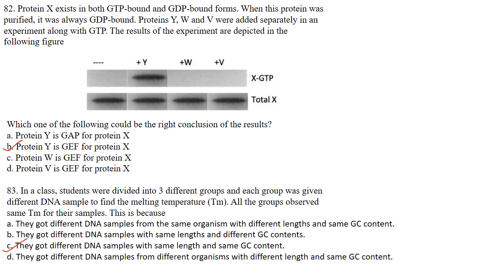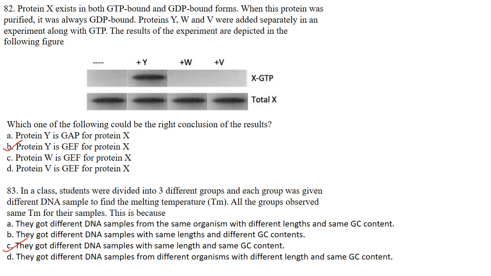Now what is GEF? GEF is guanine exchange factor and GAP is GTPase activating protein. So GEFs turn on signaling by catalyzing the exchange from G protein bound GDP to GTP, whereas GAPs terminate signaling by inducing GTP hydrolysis. Now, if X is in XGTP form, we can see that protein Y has been added, but when W and V proteins are added, X is not in the GTP bound form.